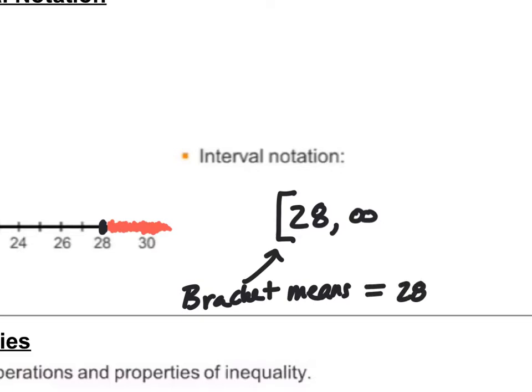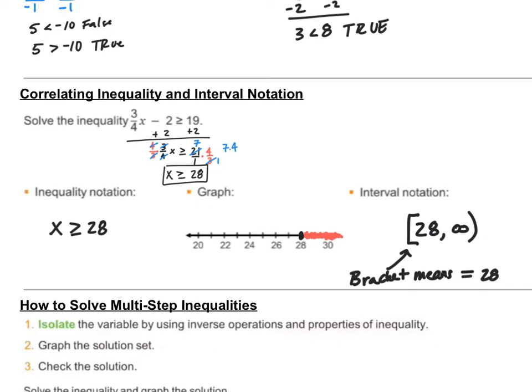But then we go from 28 to the right, so that goes to positive infinity, and I would put a parenthesis there. We'll talk more about interval notation. I will use all three of these simultaneously, so we need to know what each of those are.